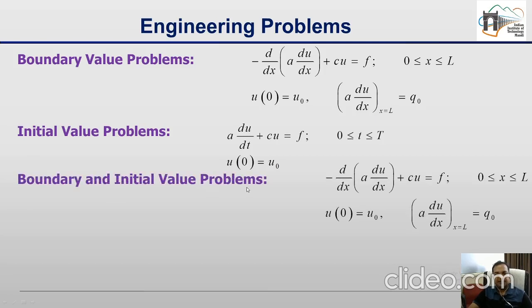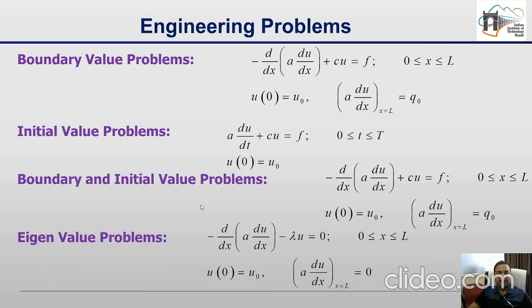Sometimes we will have a mixture of initial value problem and boundary value problem. So the conditions would be given. Conditions mean the value of the primary variable will be given in terms of time as well as the geometrical domain. So it will be known as the boundary initial value problem.